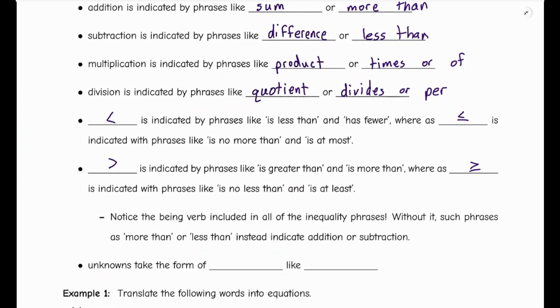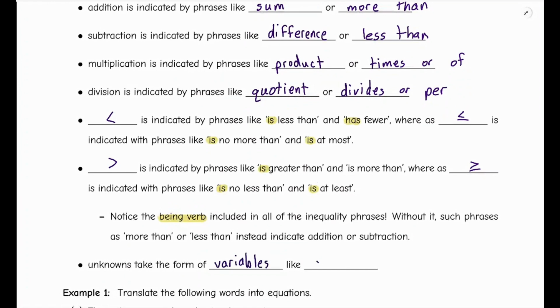The being verb here is the word is. Or as is a being verb as well. Unknowns take the form of variables like X, Y, A, or B, or any letter you like. You can even use Greek letters.